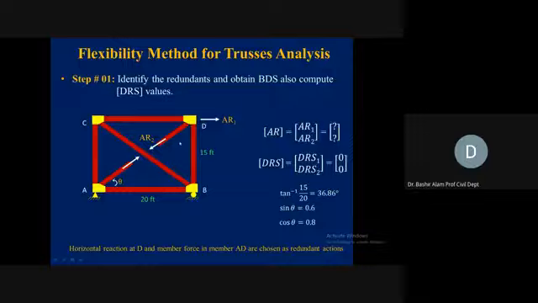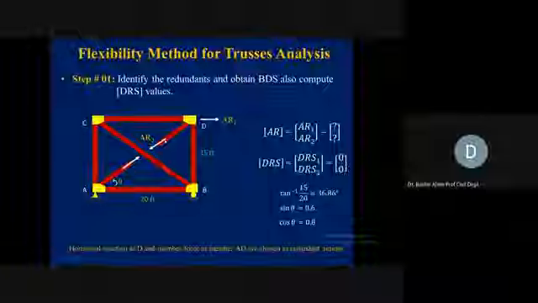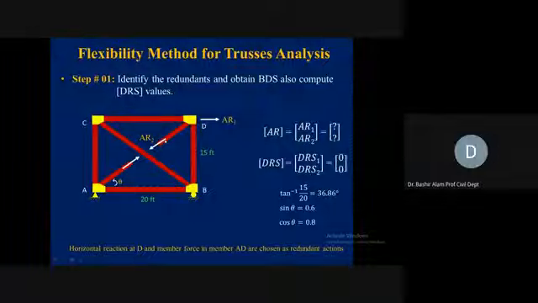Now, if we remove these two redundants, our structure becomes a primary structure, which is a released structure and basic determinate structure. So here we declare the displacements as unknowns, DR S1 and DR S2. Corresponding to R1, we do not have any translation, so it is 0. For R2, we don't have any, so it is 0. Sometimes they can give you that this member AD is on fire, and due to fire it expands, let's say, by 0.25 inch. Then you will have to include that 0.25 as your precondition.